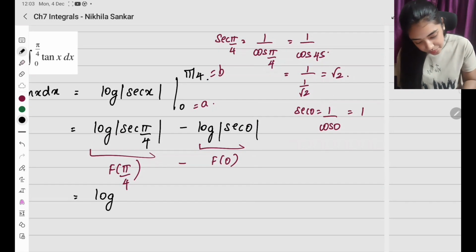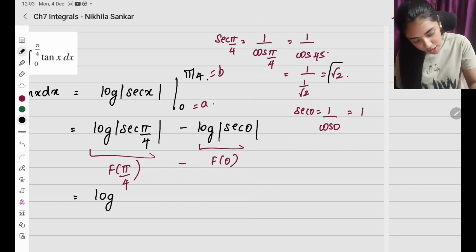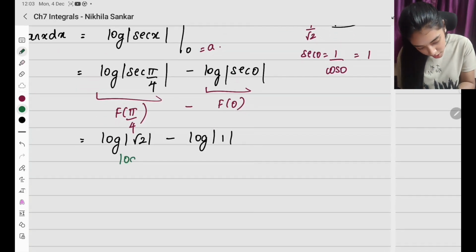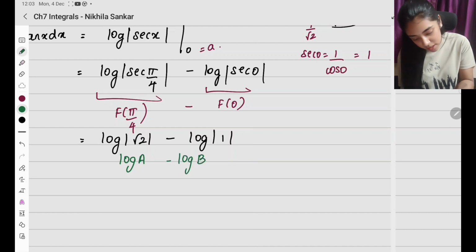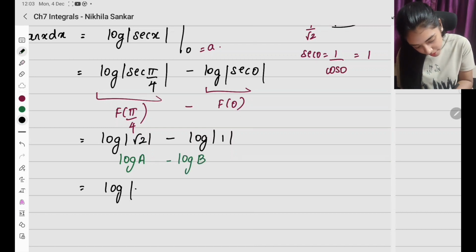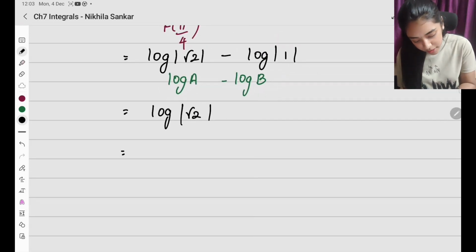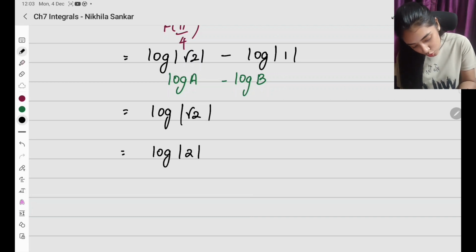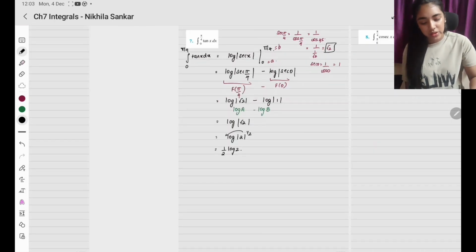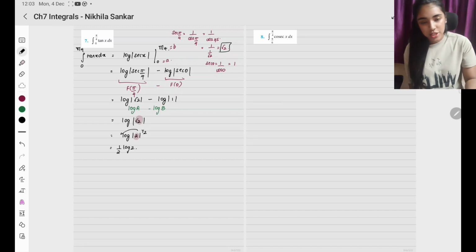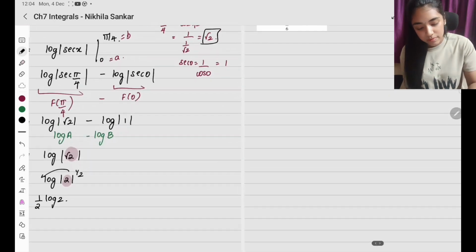So log mod secant pi by 4 is going to give me root 2 from here. So log mod root 2 minus log mod secant 0, which is going to be 1. Now this is of the form log a minus log b. That's all, very simple. So this is log of a by b. So root 2 by 1, which is log of root 2. Okay. So if you don't want the root 2 inside the log, how can you write this? Log of 2 to the power half. Now I can bring the half down. So half log 2. You can write it like this. Okay. Try to avoid the square root inside the log function. If you write it outside, it will look even more presentable and meaningful.